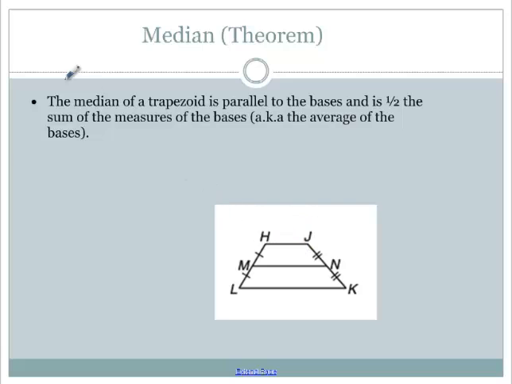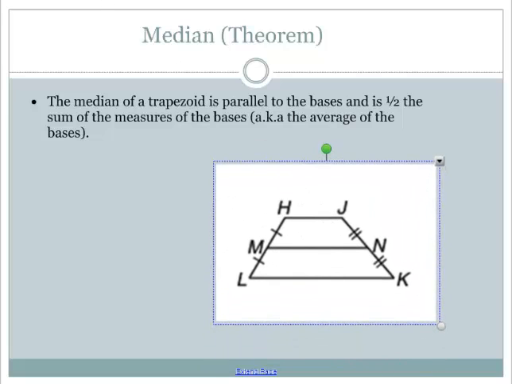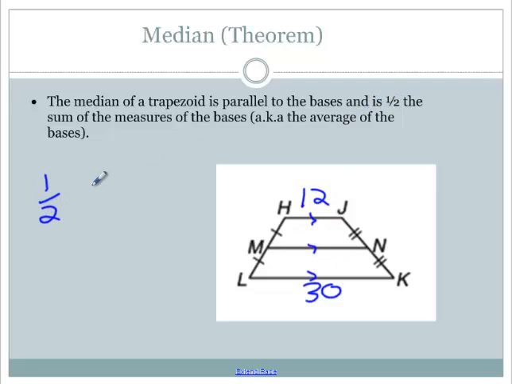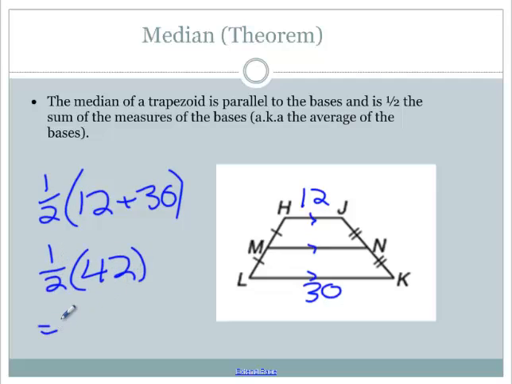Let's say, for instance, same picture. This definition is what I was writing, just a little bit more formally written here. Let's say, for instance, HJ is 12, and we know LK is 30. The median of a trapezoid is parallel to the bases, so all three are parallel, creating three trapezoids here, the top, the bottom, and then the whole thing. It's 1/2, or average, the sum of the two bases. And half of 42 is 21. Between 12 and 30, halfway in between is 21, so the median length is 21 in this example.